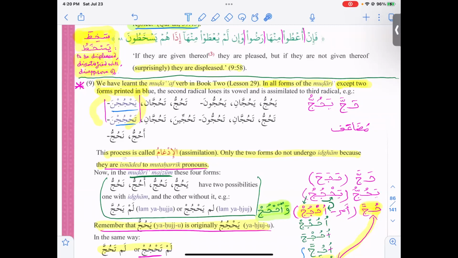So now, it's not that; they are attributed to mutaharik pronouns. See, this is a mutaharik pronoun, a pronoun which has a proper vowel sign. That is the mutaharik pronoun.